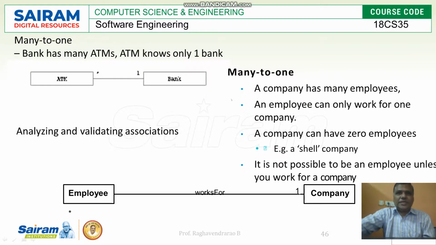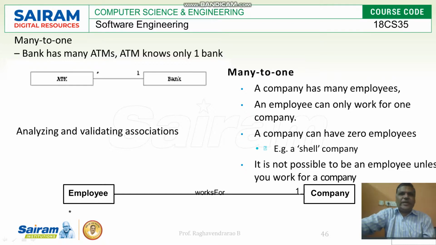Many to one relationships here. A bank has many ATMs. An ATM belongs to only one bank. The directions are very clear here. ATM is there, bank is there. ATMs are 0 or more. A bank has many ATMs, and many ATMs are there for only one bank. Many to one. That is a relationship that you can build.